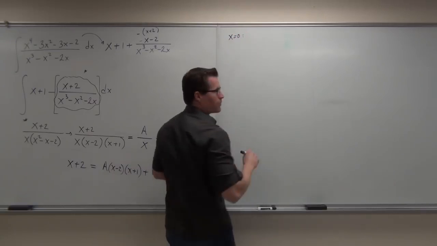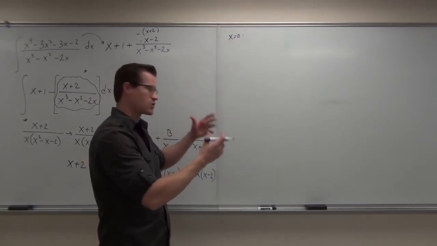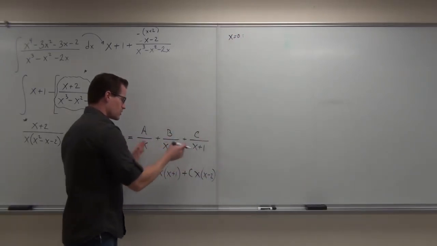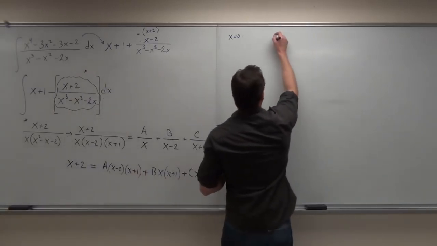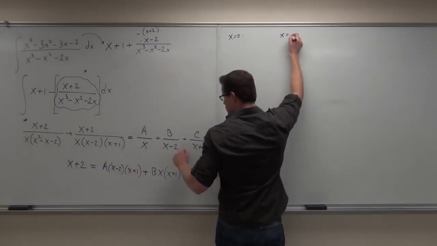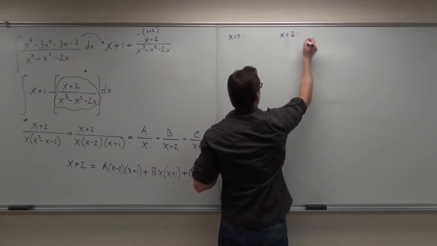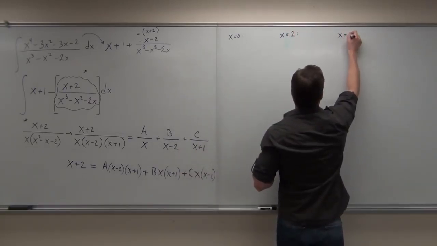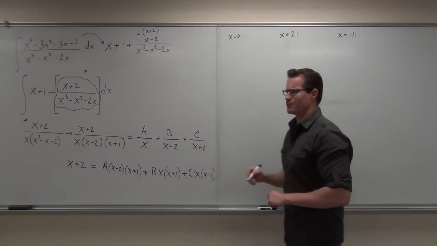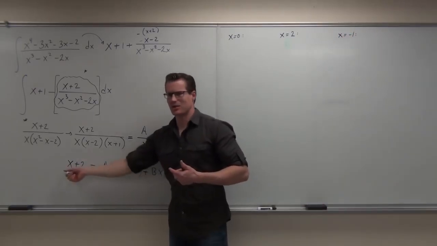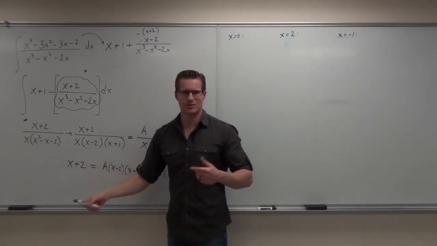So when x equals 0, that's nice. Some of your terms are going to go to 0. When x equals 2, some of your terms are going to go to 0. When x equals -1, some of your terms are going to go to 0. Fortunately, this is nice to plug stuff into, right? There's actually a square over there. That's beautiful.